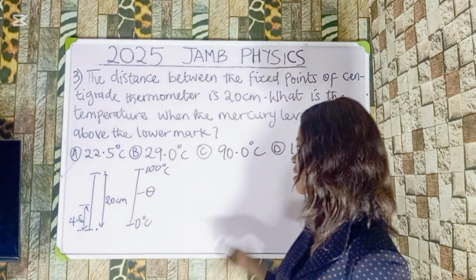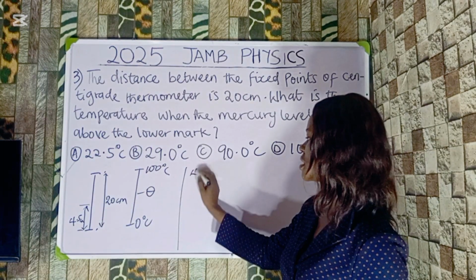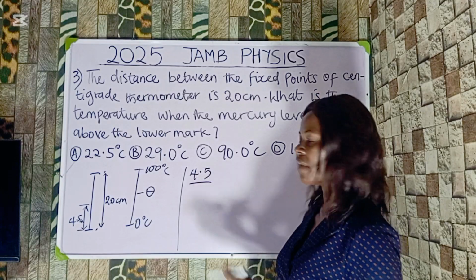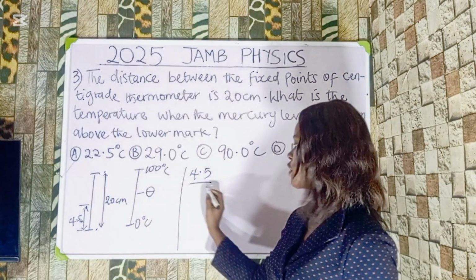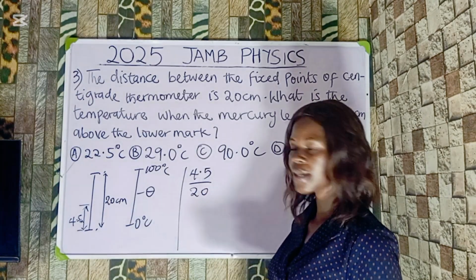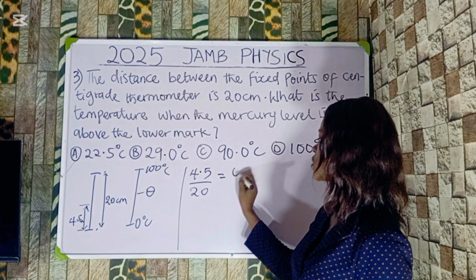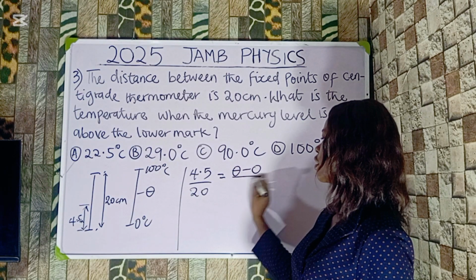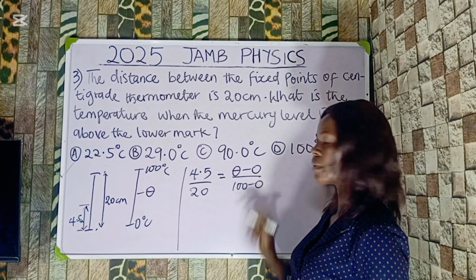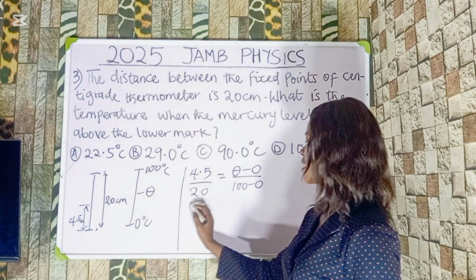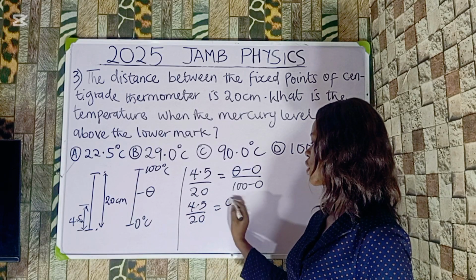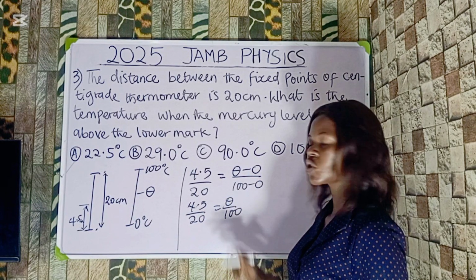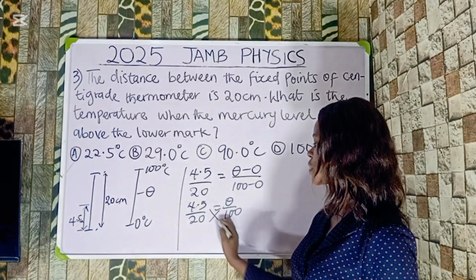So you just have that by saying this is 4.5 divided by the difference between the upper fixed point and lower, which is given as 20. You now say divided by 20, right? Now this is equal to theta minus 0 all over 100 minus 0, right? So we get again by saying 4.5 over 20 is equal to theta over what? 100.